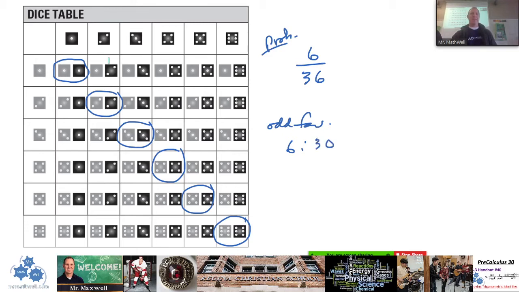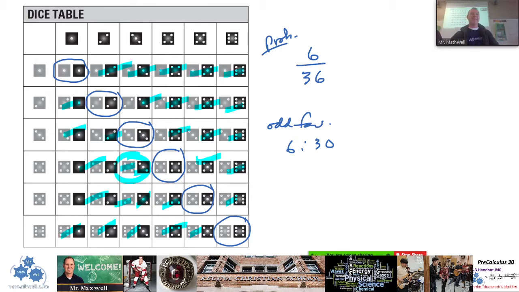Because if we were to take the time to count all these, 1, 2, 3, 4, 5, 6, 7, 8, 9, 10... 30. I don't know where my counting went there. I kind of lost track. So anyways, trust me, there's 30. Okay. So 36 minus 6 is 30, right? So we take those 6 away. So odds in favor 6 to 30.